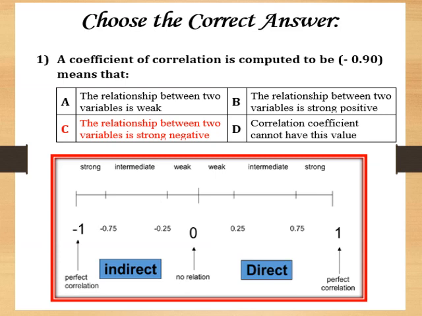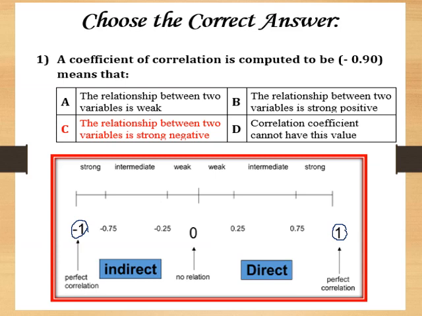Choose the correct answer. Number 1, a coefficient of correlation is computed to be negative 0.19. This means that, at first, we say that the correlation measures the direction and the strength of the relationship between two variables. In quantitative and ordinal data, the correlation coefficient takes values between -1 and 1.